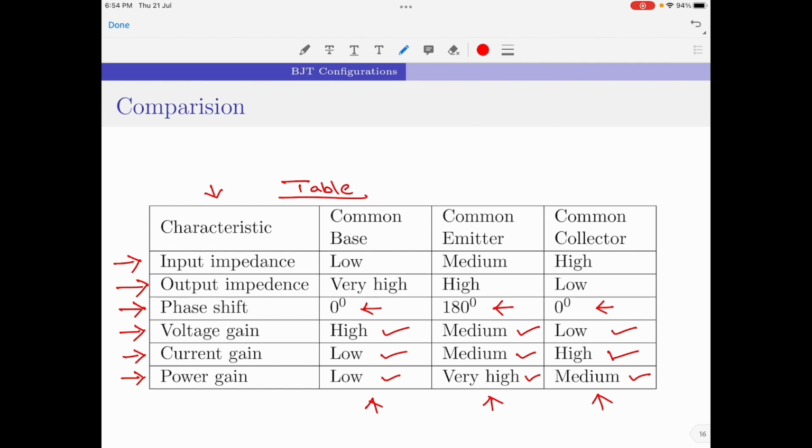Right. With that, we have come to the end of this discussion on the BJT configurations. In my next video, I'll take up each of these configurations in complete detail and discuss their input, output as well as transfer characteristics. So, stay tuned.